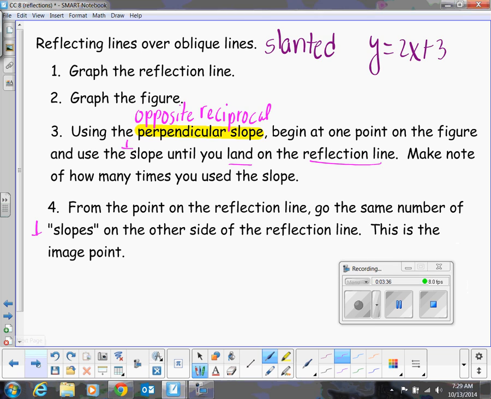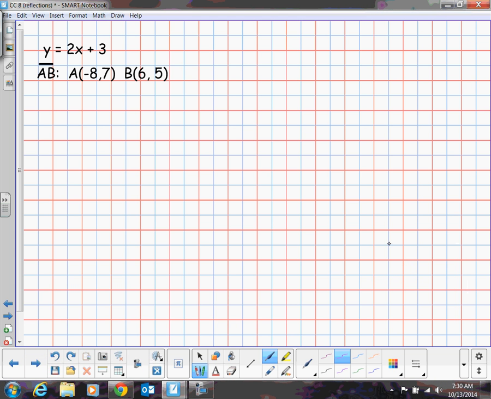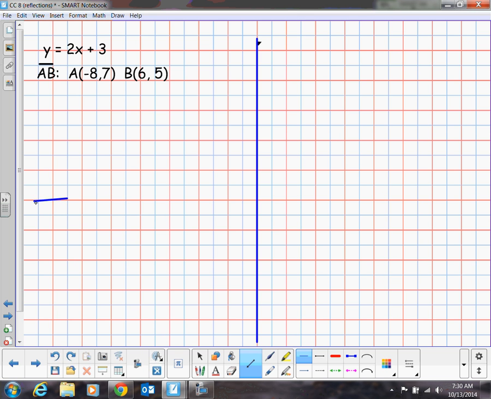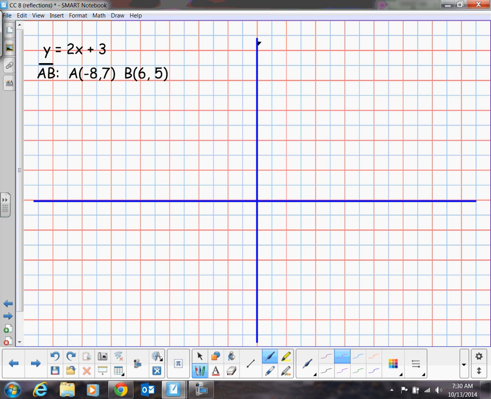All right, so here we go. Let's do it. So what does it say to do first? Told you to graph the what? Reflection line. All right, is it in graph form? Are we in graph form? What does that mean? Is this ready to graph? It's ready to graph because y is by itself. What is the x-intercept?